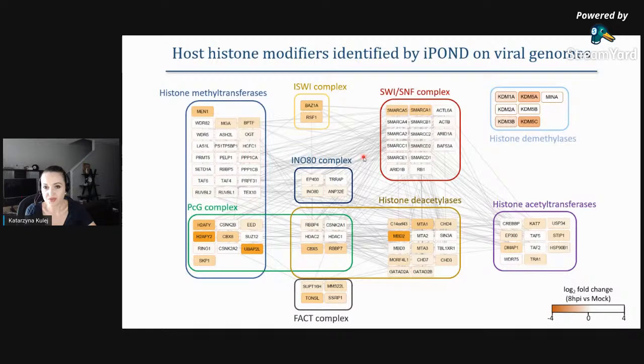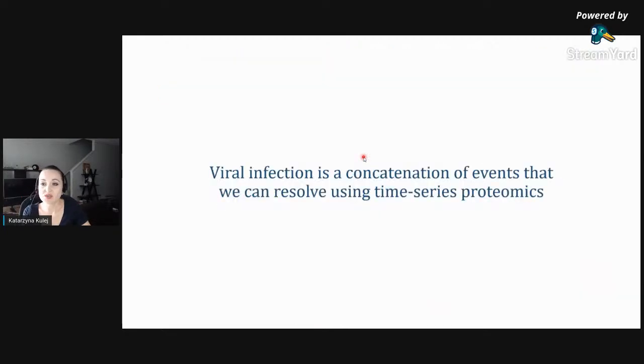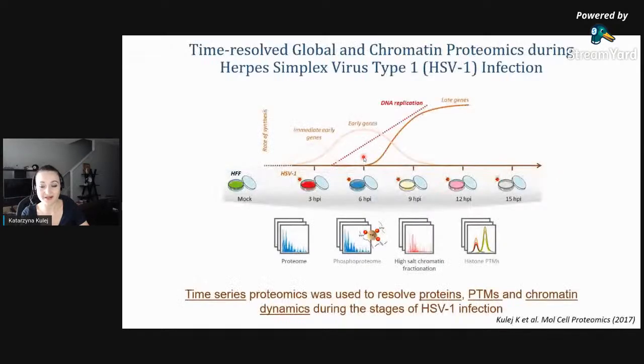So our next question was, of course, what is happening on the host chromatin and how the histones are regulated. So we took another approach, and this time we decided to analyze the entire proteomes in a time course manner. We decided to analyze the full proteome of the infected cell, followed by its phosphoproteome. In the next step, we performed chromatin salt fractionation to look primarily at the host chromatin. And of course, we also analyzed the histone PTMs.